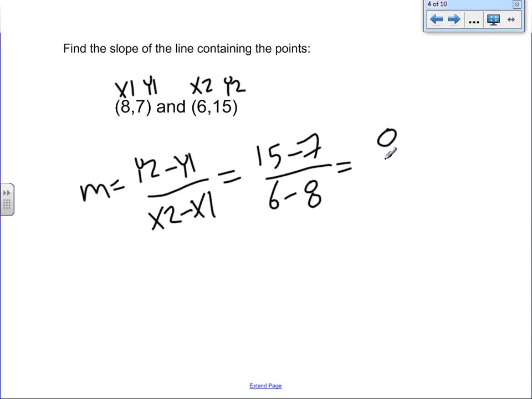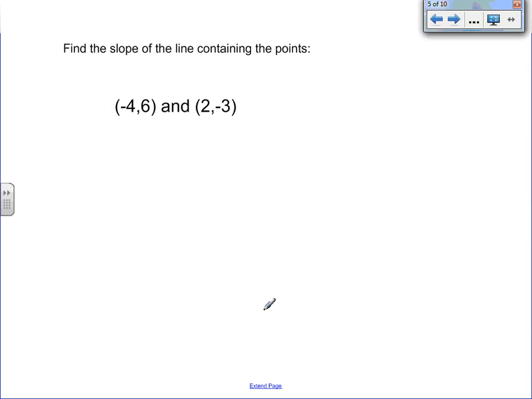15 minus 7 is 8. 6 minus 8 is negative 2. 8 divided by negative 2 is negative 4. So we've got a negative slope, which we know goes downhill. Something like that. Fairly steep. Okay? More steep than the last one. Okay? You want to try this one?